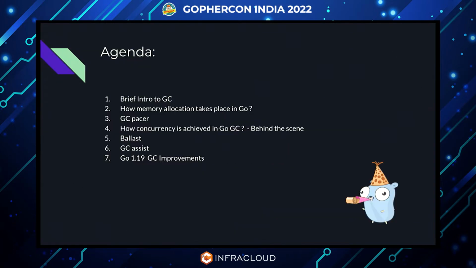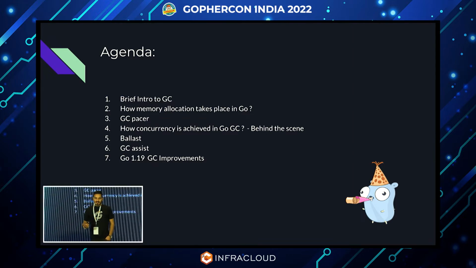So today's agenda is a brief introduction about the GC, how the garbage collection works. Second is how memory is allocated in Golang. Third is the GC pacer, which is the garbage collector control mechanism. Another one is that Go's garbage collection is not a generational one. It's a concurrent garbage collection. So how is that achieved in Golang, what happens behind the scenes.